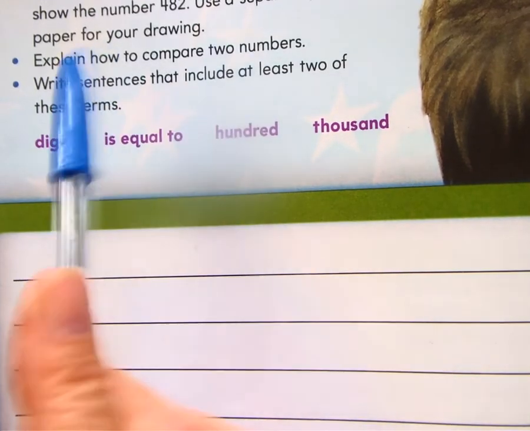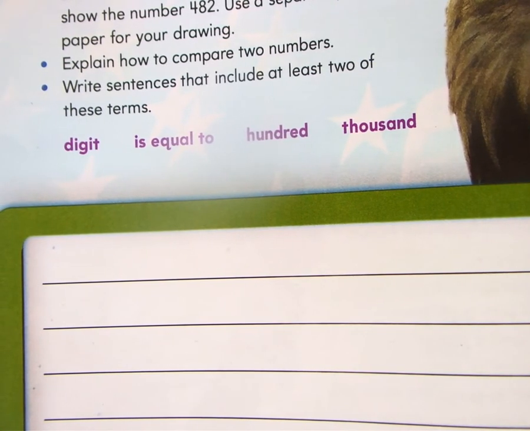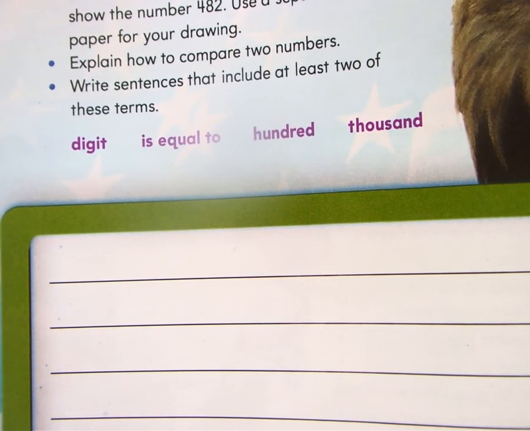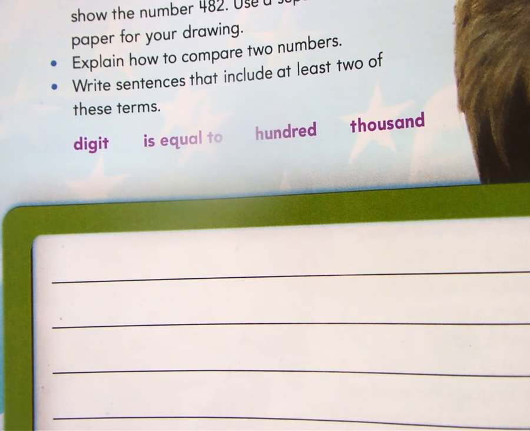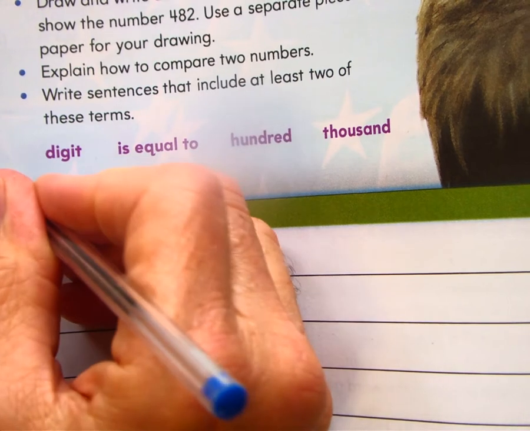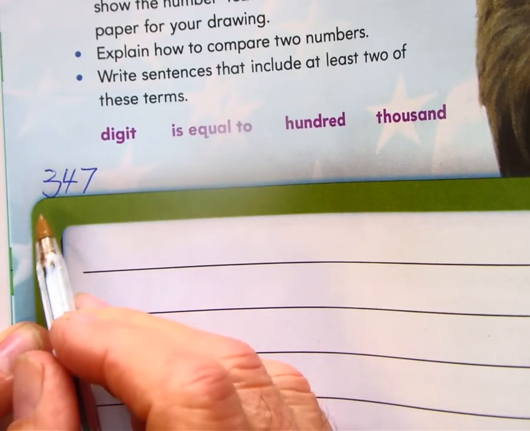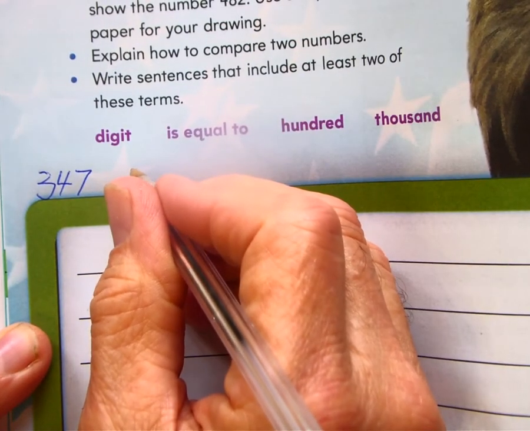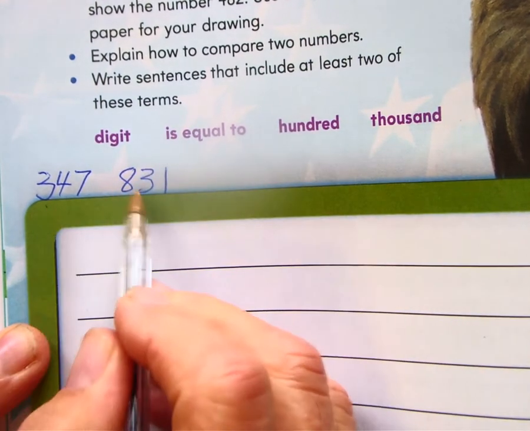Okay. And we're going to explain how to compare two numbers. Vamos a explicar cómo comparar dos números, cómo mirar a dos números y decidir cuál número es más grande y cuál es más pequeño. Okay? How to look at two numbers and decide which one's bigger and which one's smaller. Okay, and we're going to work with three-digit numbers. So let me give you an example. How about the number 347? Tiene tres dígitos, 347, and the number 831. Now, ¿cuál es el número más grande?